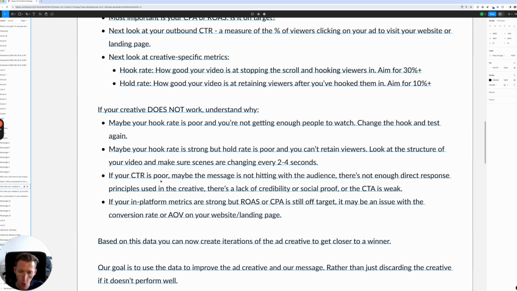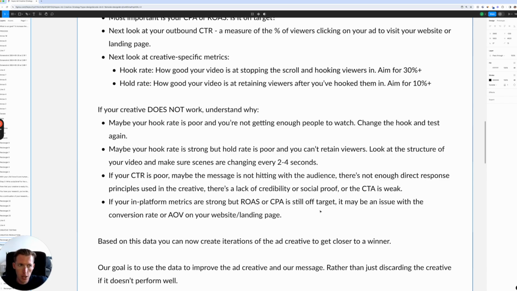If your CTR is poor, maybe the message is not hitting with the audience. Maybe there's not enough direct response principles in the ad creative. Maybe there's a lack of credibility, social proof, or the CTA is weak. Based on this, you want to then add and change. If your in-platform metrics are strong, but the ROAS or CPA is still off target, it may be an issue with the conversion rate or AOV on your website landing page. So it's not always a creative issue.